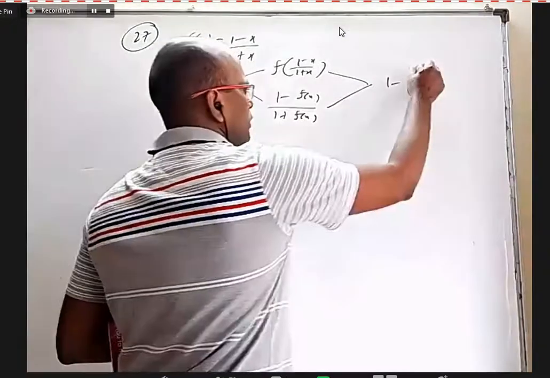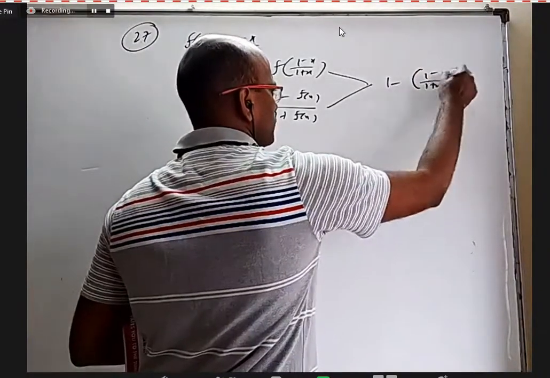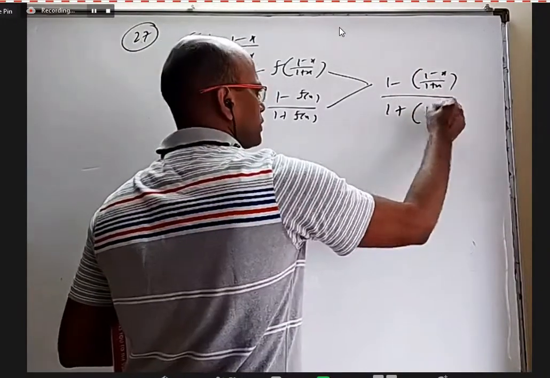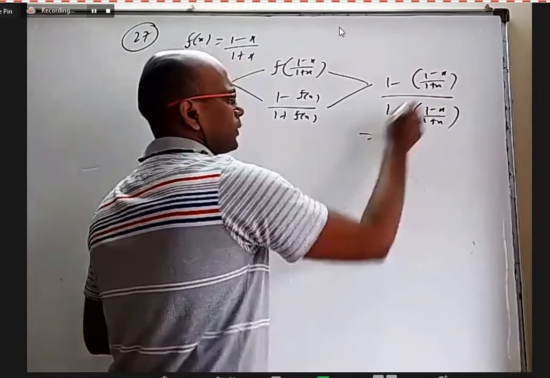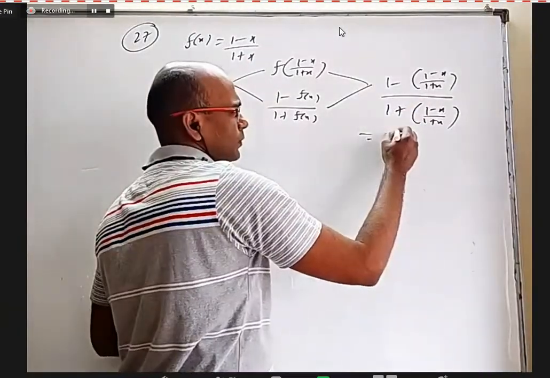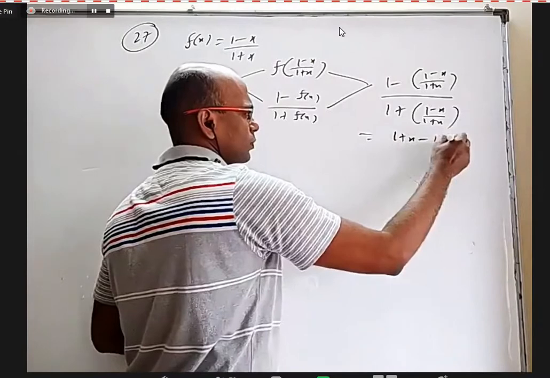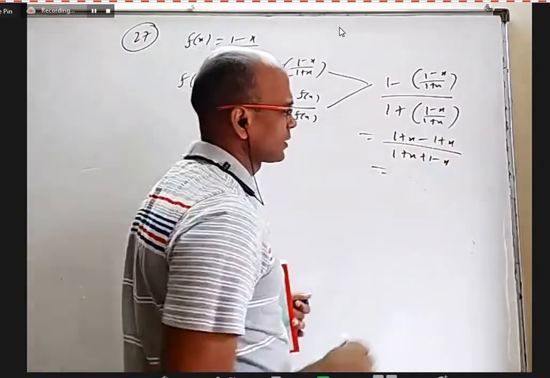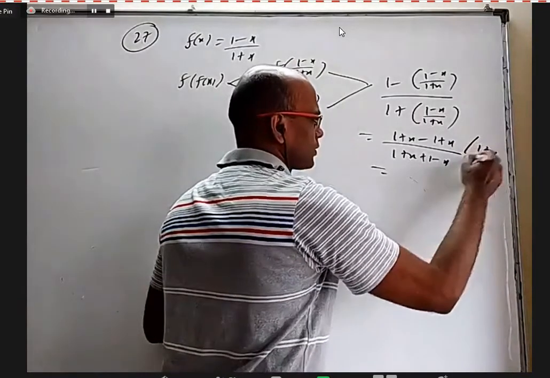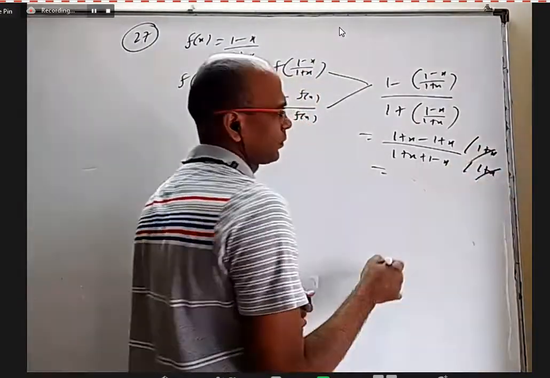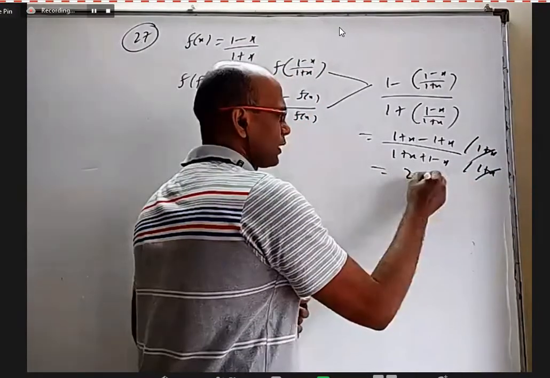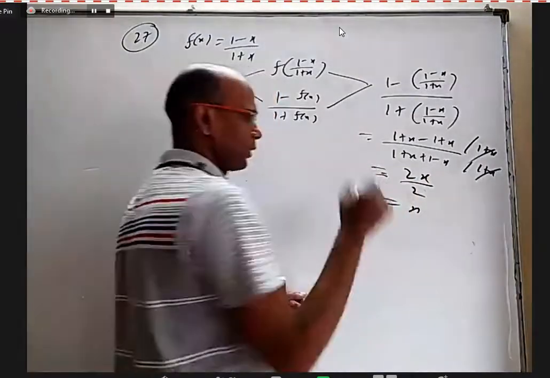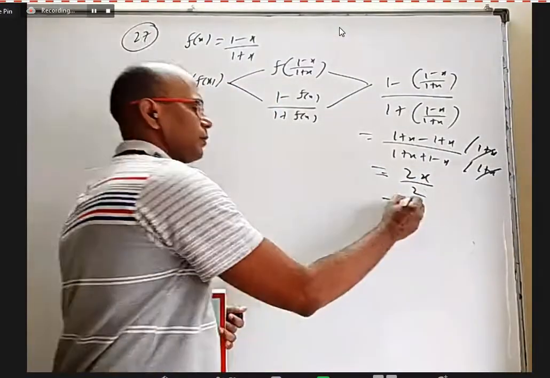Finally, you'll get (1 minus x)/(1 plus x) by 1 plus (1 minus x)/(1 plus x). When you simplify, 1 plus x minus 1 plus x over 1 plus x plus 1 minus x, the denominator will cancel. The (1 plus x)/(1 plus x) will cancel. This will be 2x by 2, which is x. So basically, f of x came x.